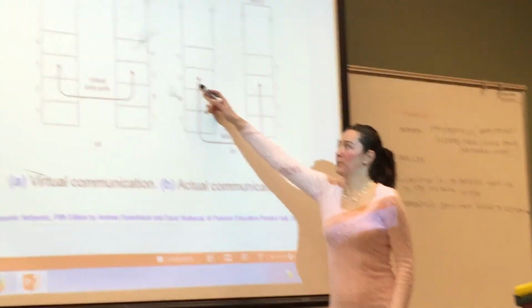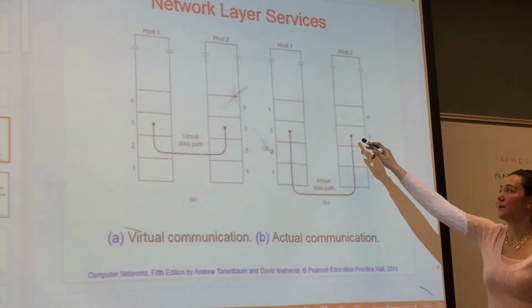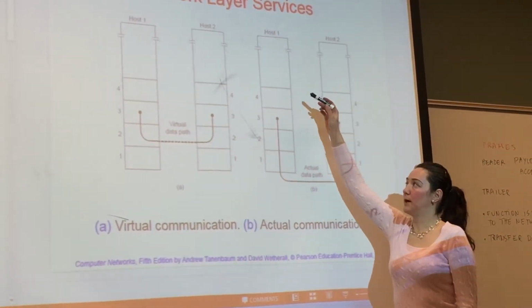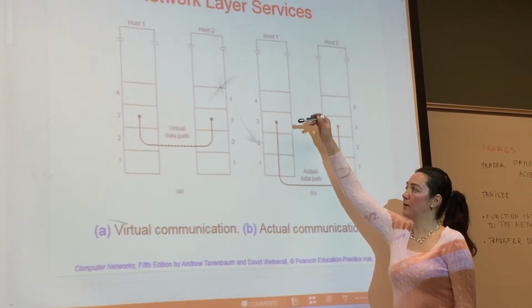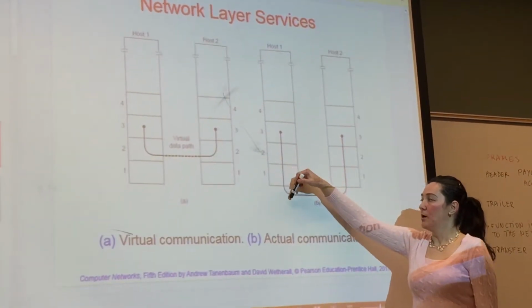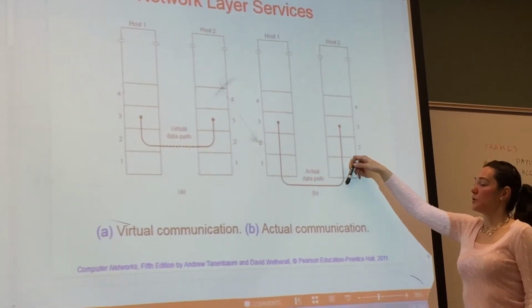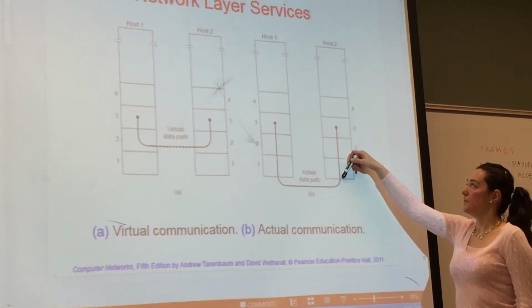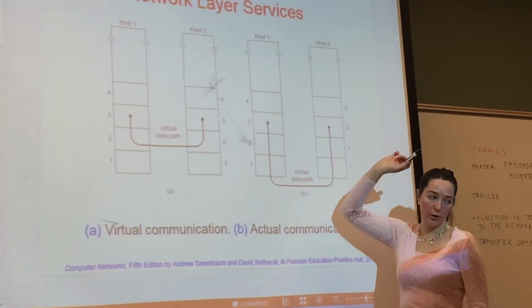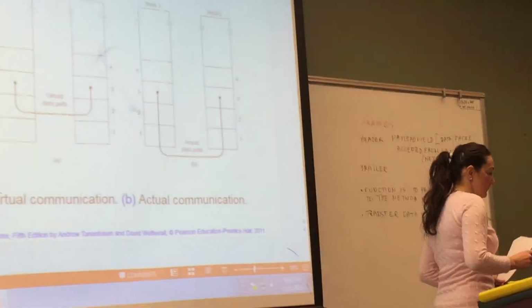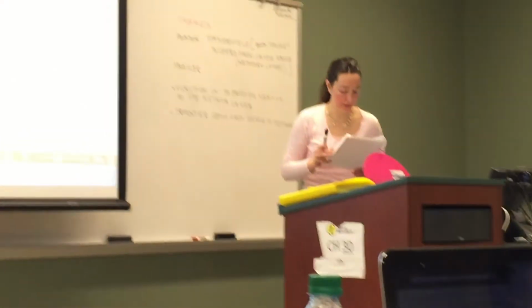But what actually is happening is this solid line here. This is the physical path of the data. It goes down from the topmost layer on the sending machine all the way down to the physical layer, and when it's received on the receiving end, it starts going up through all the layers until it reaches the uppermost layer, which is usually the application layer.